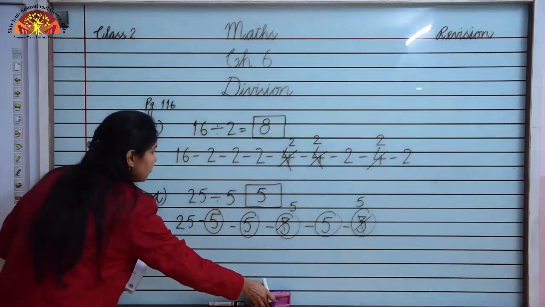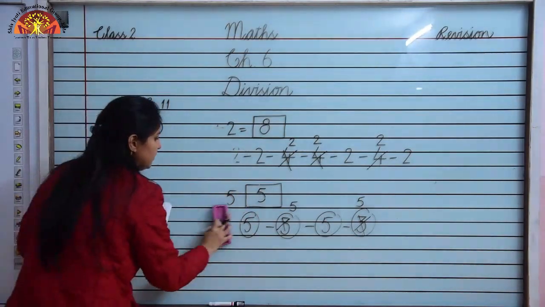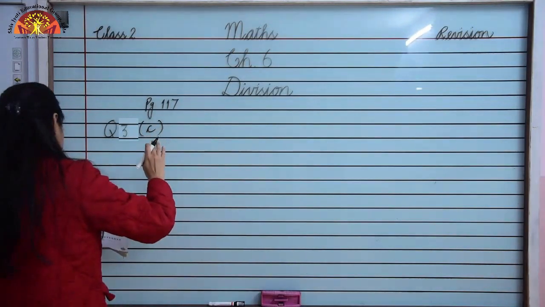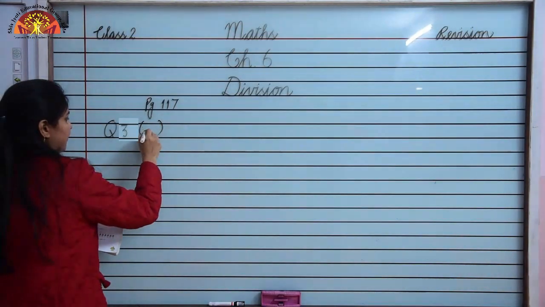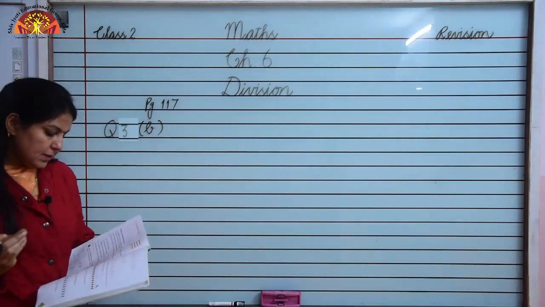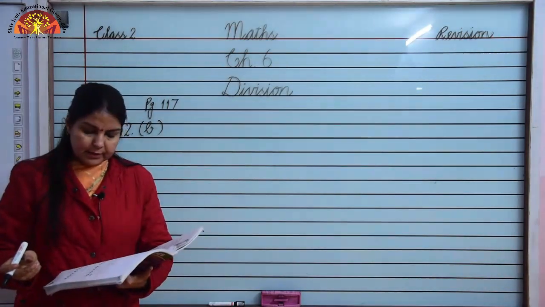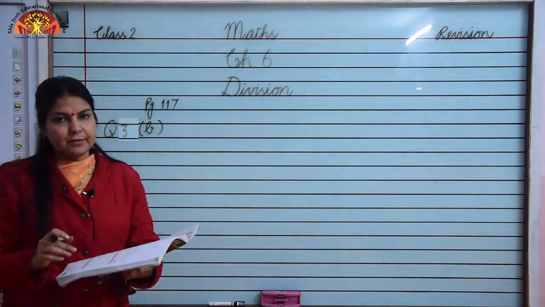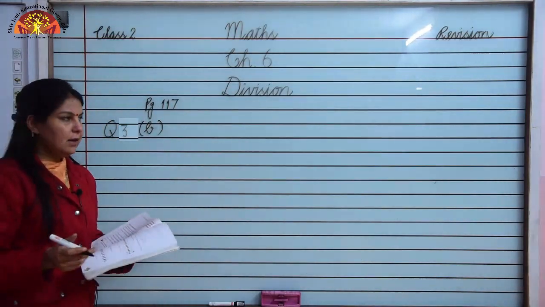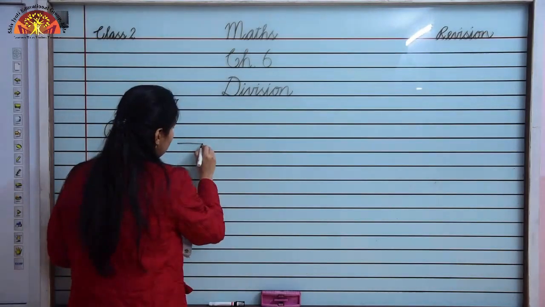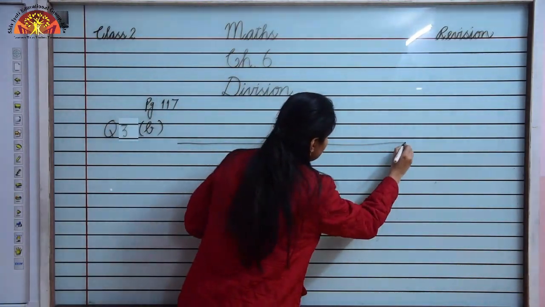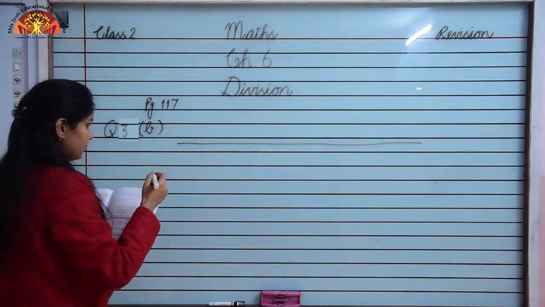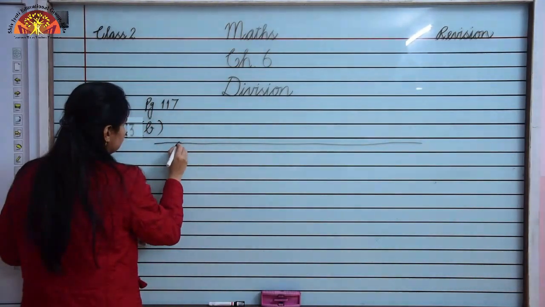Now we will see question number 3. It is on page number 117. We will see the B part of this sum. Okay. The question is, look at the example and divide by repeated subtraction on a number line. So we will divide the numbers using a number line. First we will draw a number line and we have to mark a few numbers on this line. Numbers are from 0 to 18.